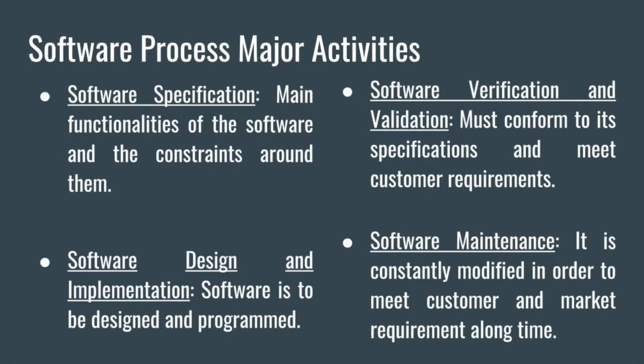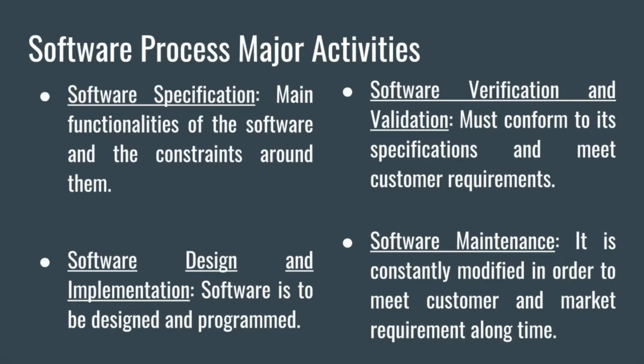So there's 4 major activities that we want to discuss about software process. First of all, you got software specification, which is pretty straightforward. It just comprises the main functionalities of the software, and then the constraints on them. It's really important to point out that almost everything that we do in this life, specifically in software engineering, is going to have some constraints, some boundaries that we have to limit ourselves to, and this is not the exception.